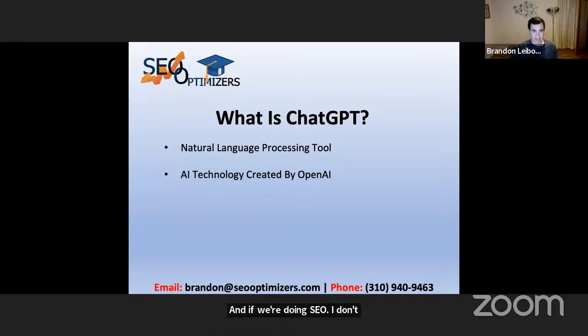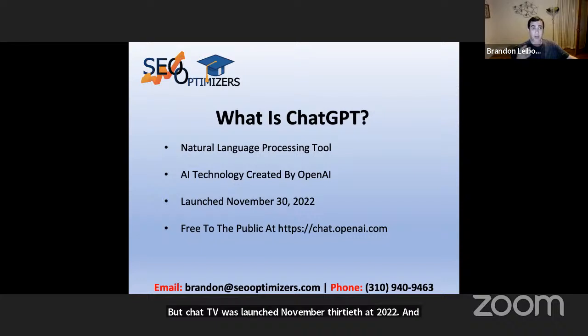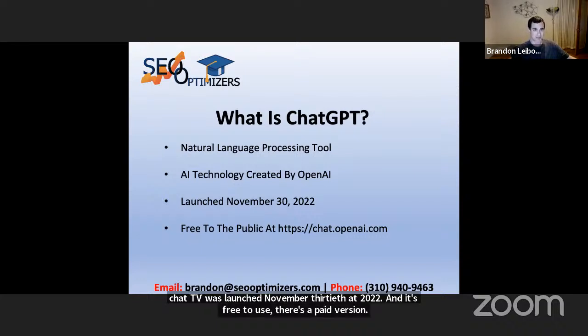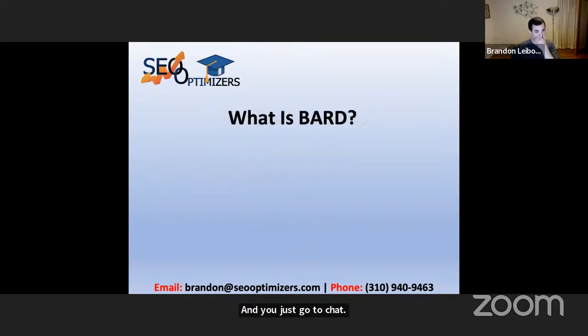So Google has their own AI, which we'll talk about in a second. But ChatGPT was launched November 30th, 2022, and it's free to use. There's a paid version. I'd recommend the paid version. It's much more powerful. I think it's like $10 or $20 a month. It's really cheap. But the free one's still good, and you can use a free one, but the paid one is significantly better. And you just go to chat.openai.com, sign up, create an account.